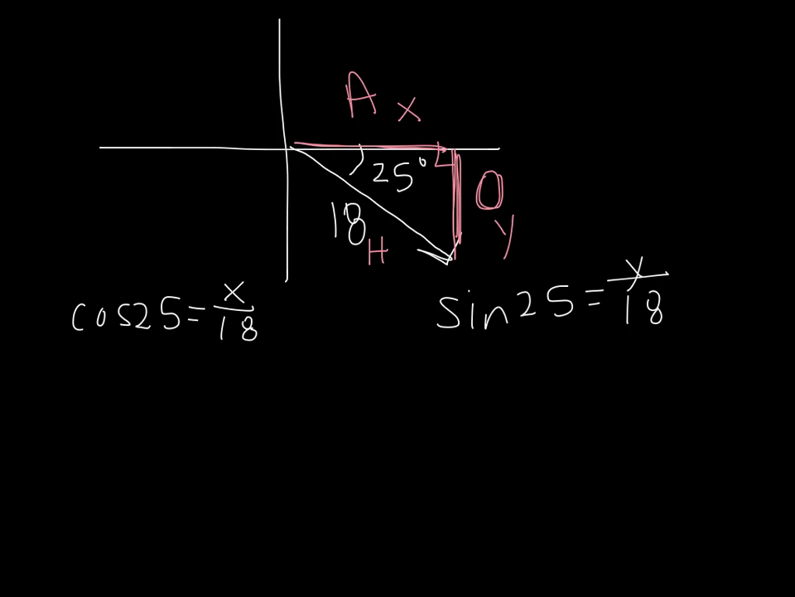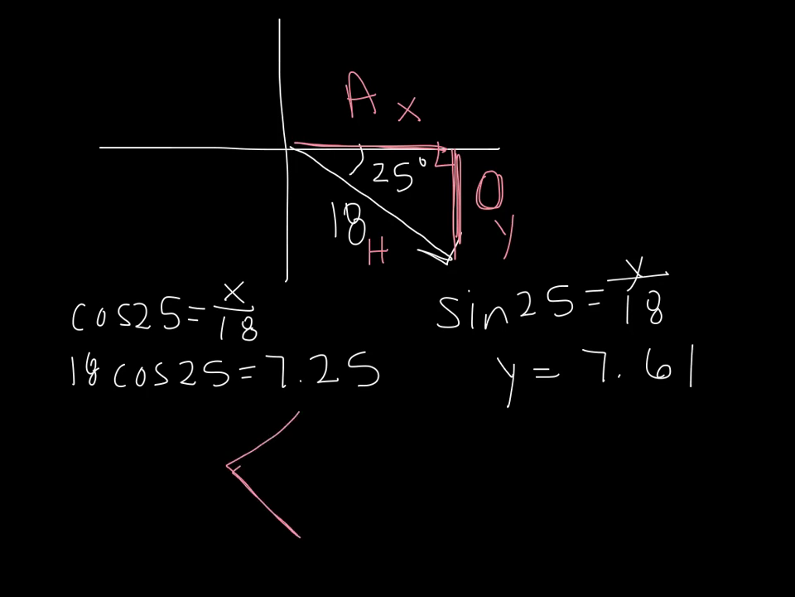So you want to get rid of that division. So I have 18 times cosine 25, x is 7.25. And then I would have 18 times sine of 25, which y would be equal to 7.61. Now when you're writing your actual vector, we have these symbols like this. This means that it's a vector, it's not an actual ordered pair. My x value is 7.25. My y value is 7.61.